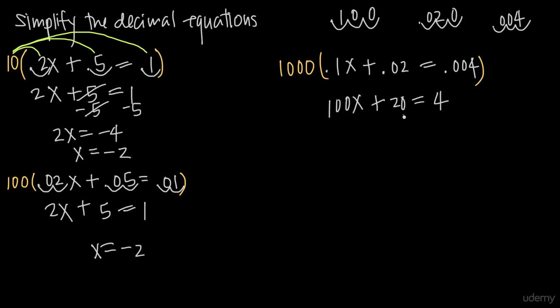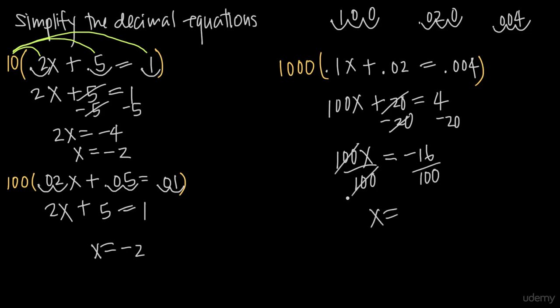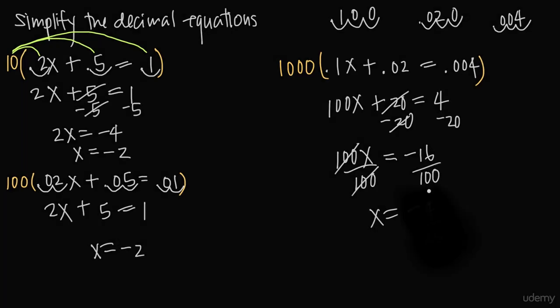Now we can just go ahead and solve for x. We'll subtract 20 from both sides, and we'll get 100x. Positive 20 and negative 20 will cancel. 4 minus 20 is a negative 16, so negative 16. Dividing both sides by 100, we get x is equal to, because these 100s cancel, negative 16 over 100, which just becomes negative 0.16, because remember, this is the tenths place, this is the hundredths place, so 16 over 100 becomes 0.16. And of course, we have our negative sign, so x is negative 0.16.